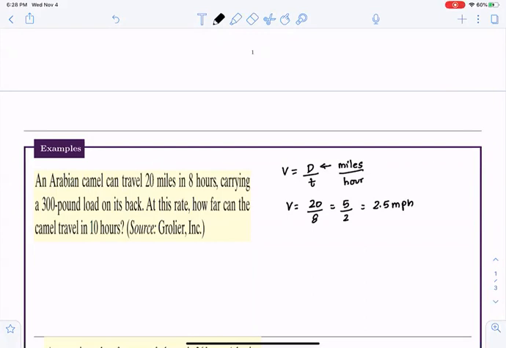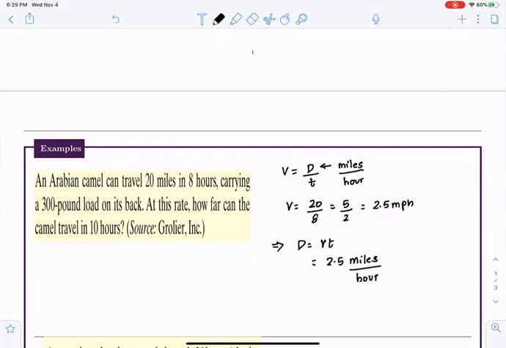Now that we have the velocity, we can extend it to 10 hours. In other words, I'm just going to rewrite the distance formula D as V times T. V is 2.5 miles per hour. That's what I know about the camel. And let me write it this way. 2.5 miles per hour, and you've got to multiply that by time, and we know what the time is. The time is 10 hours, and it's always a great idea to keep the units with us.